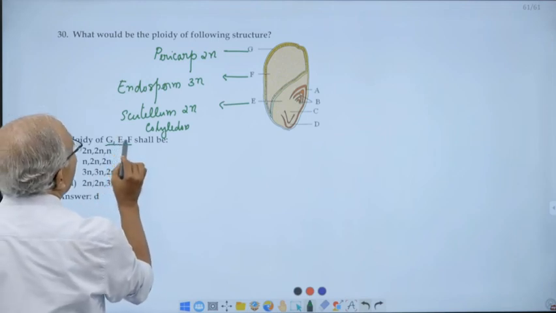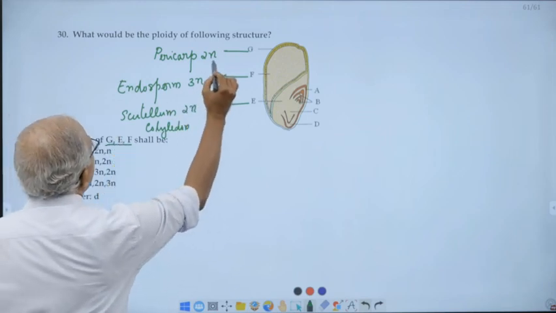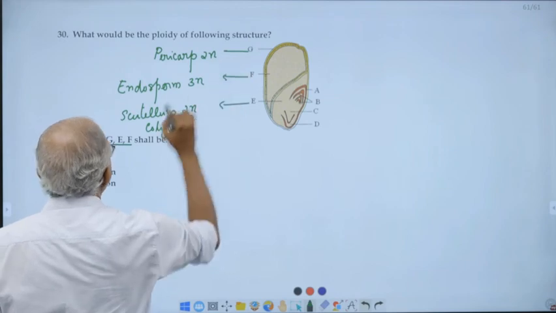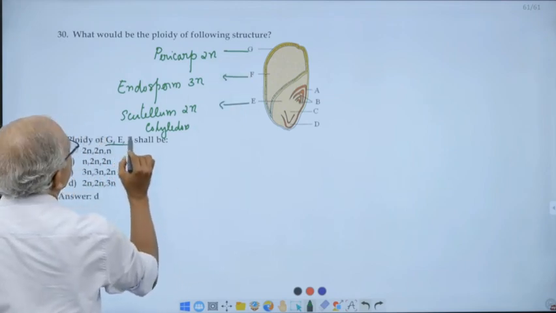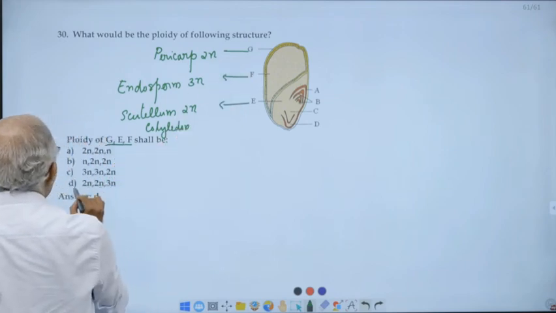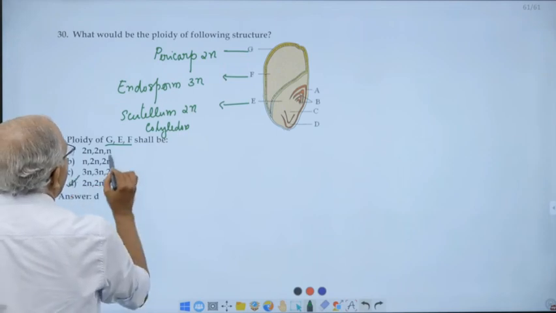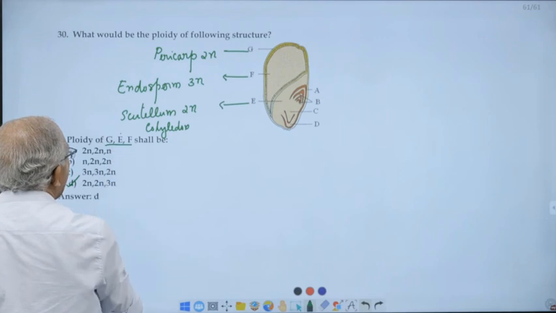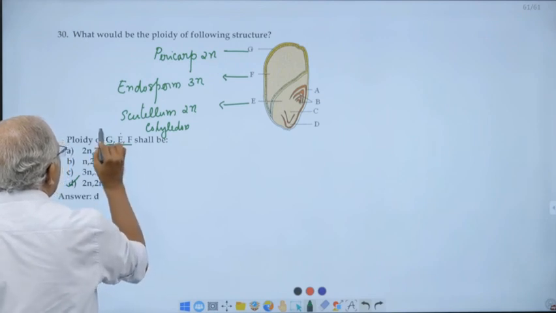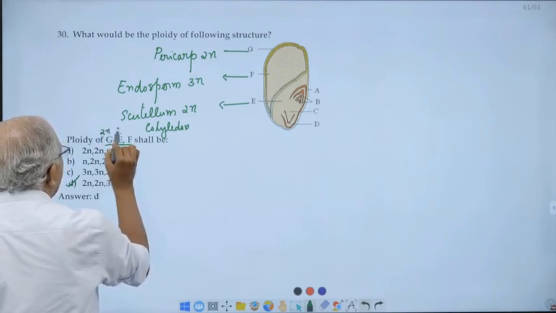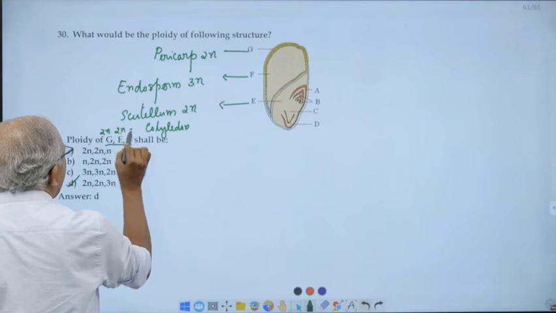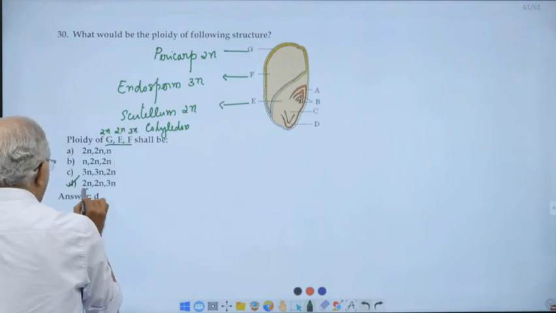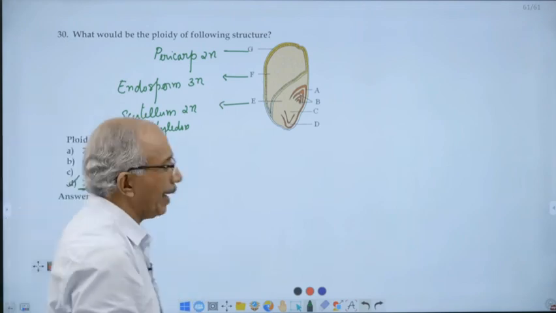So the answer for G, E, F: G is 2n, E is 2n, F is 3n. The answer is D.